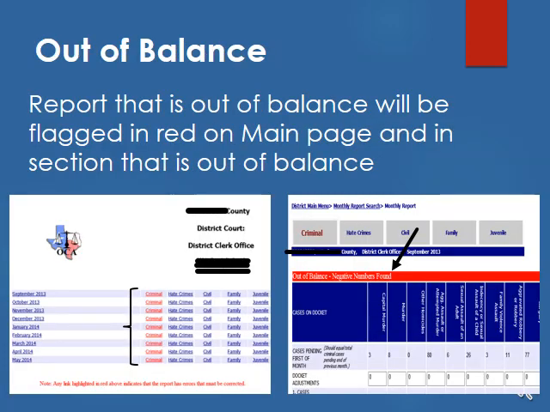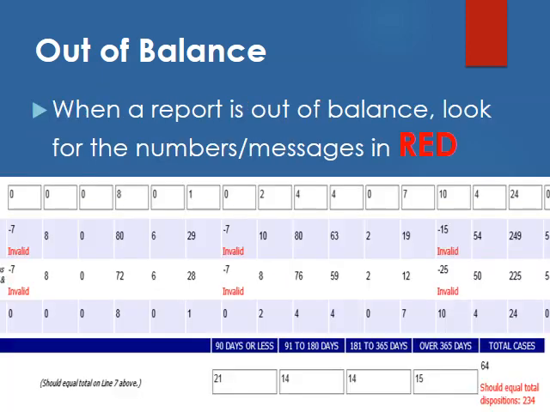The most obvious thing that you should look for is anything marked out of balance, which is flagged in red. These reports are flagged on the main page as well as in the section that is out of balance. Out of balance errors involve calculation errors that must be corrected. When a report is out of balance, the report will show the specific fields that are not adding up properly so that you can make the corrections.